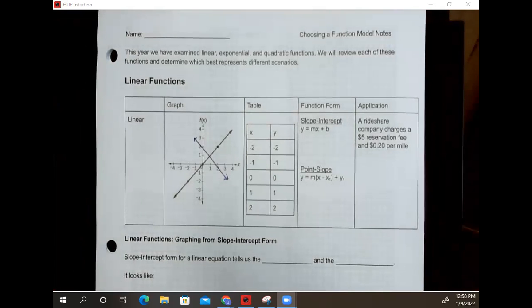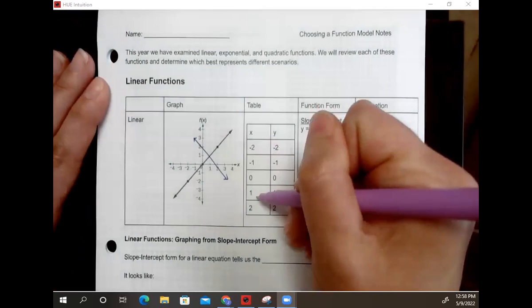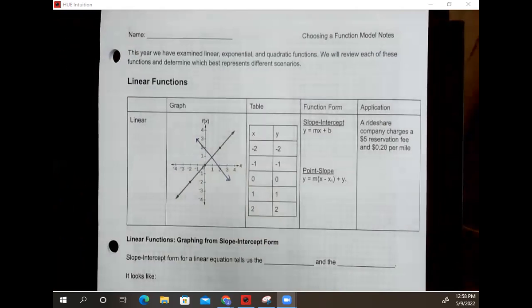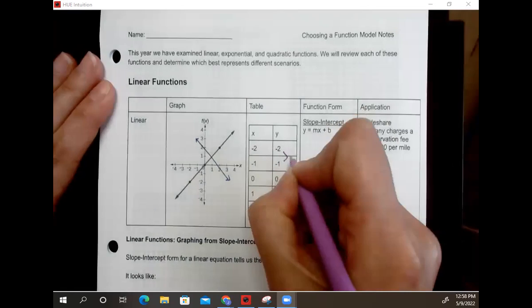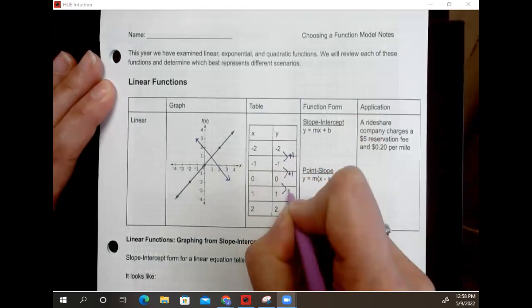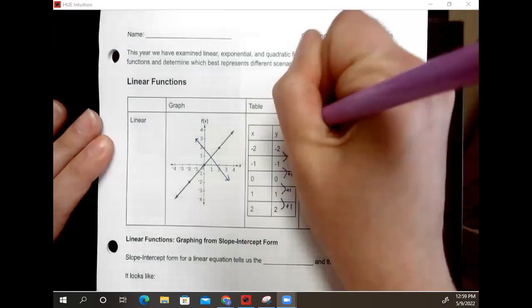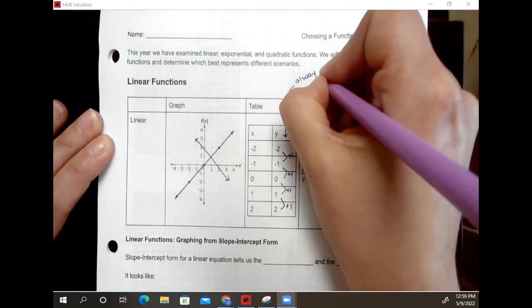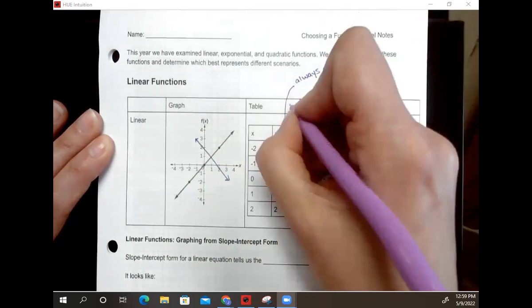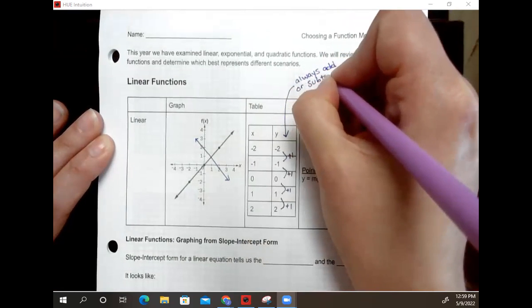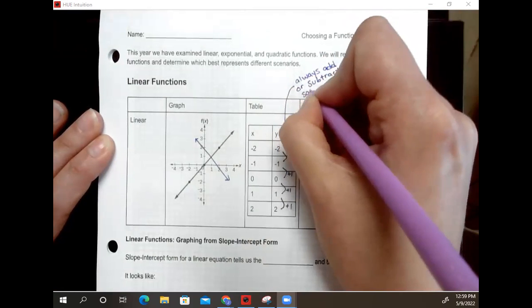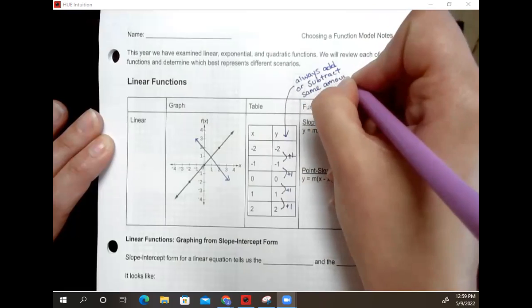When I'm looking at a table of values, what I'll see is that when I have the same change in my x values, and it doesn't matter what that change is, here it's 1, but it could be every 5 for my x, I see the same change in my y's as well. So for my y values here, we're adding 1 each time. I could be adding 7 each time, or I could be subtracting 2 each time, but I'm always either adding or subtracting the same amount. So for that change in our y, we always add or subtract the same amount. That tells me I've got a linear function.